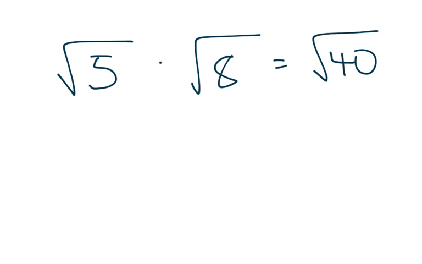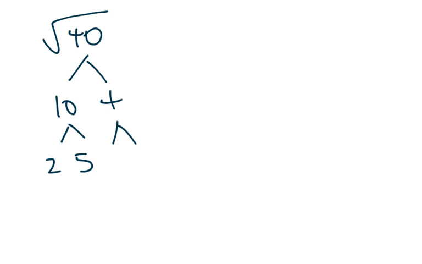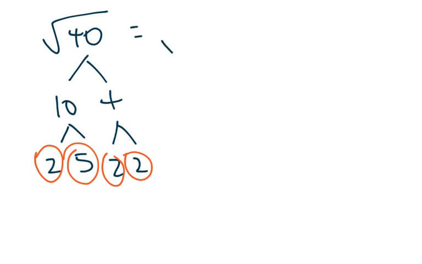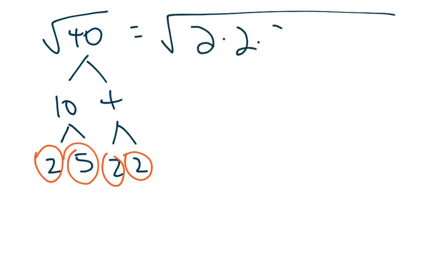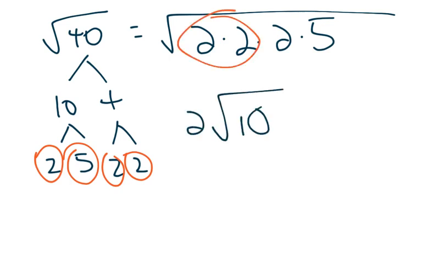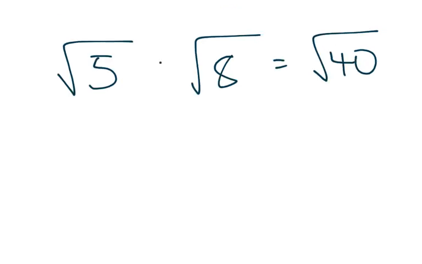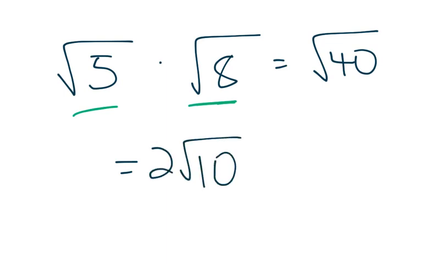So if I simplify the square root of 40, I'm going to give myself some space. That would be 10 times 4, which would be 2 times 5, and then 2 times 2. So it's really what we were doing before, only we've just added another step. And my 2's will come out, but my 10 will stay in, because 2 times 5 is 10. So the square root of 5 times the square root of 8 actually equals 2 square roots of 10, after it's been simplified.